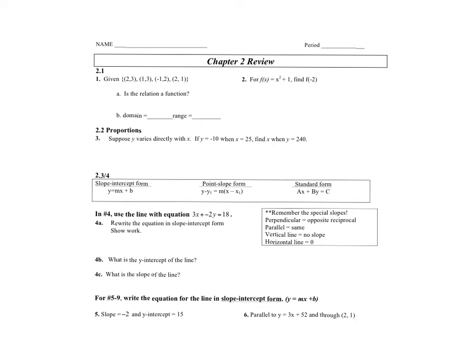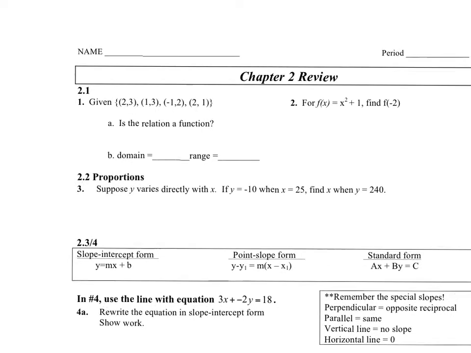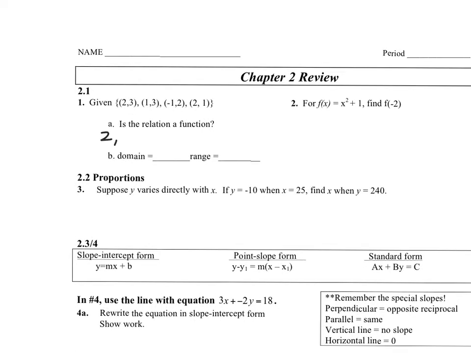Well, let's look at the x values. Our domain is 2, 1, -1, and 2 again. So that 2 repeated there. So that tells us that no, it's not a function. And then the range would be 3, 2, and 1.